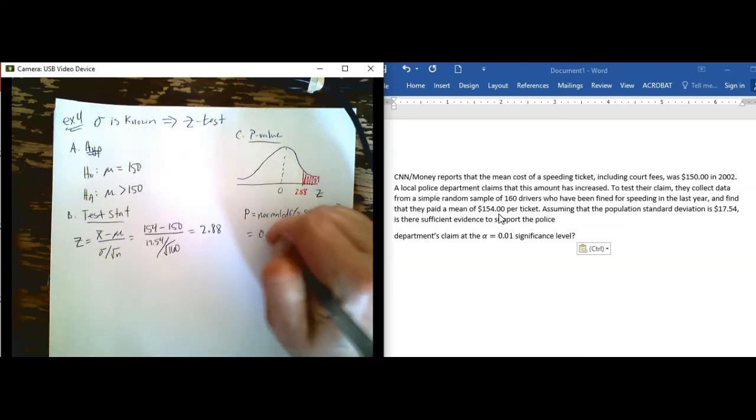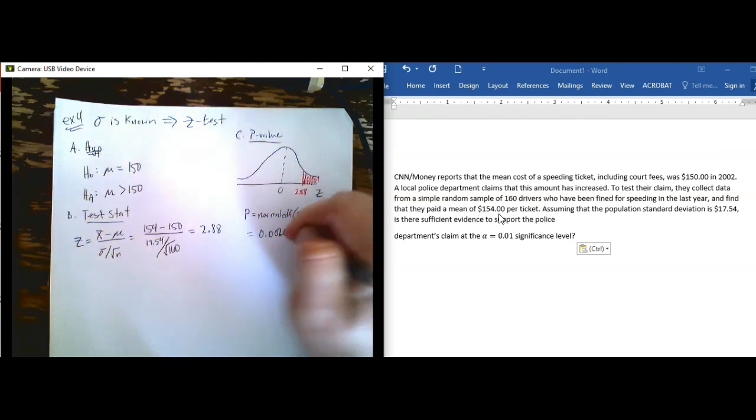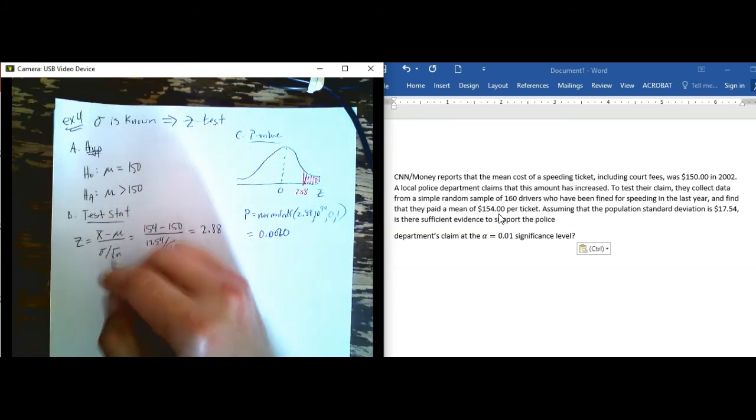I'm getting 0.0020. That 8 rounds to 9 and the 9 rounds to 1. 0.0020. So, conclusion.